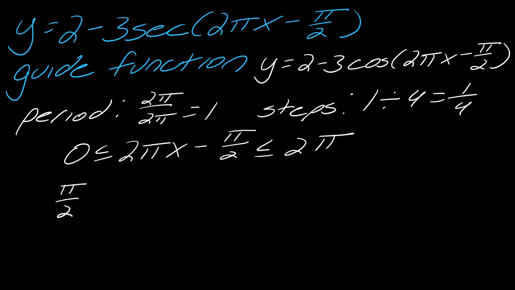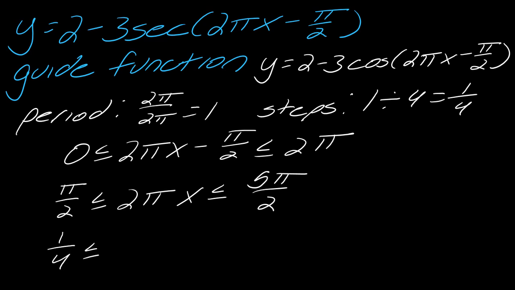So this becomes pi over 2 is less than or equal to 2 pi x. And then let's see, this is 4 pi over 2, so this becomes 5 pi over 2. And then I divide everything by 2 pi. So when I do that, this becomes 1/4 is less than or equal to x, and that's going to be less than or equal to 5/4. So the pi's drop out. Okay, so now I can set up my table.